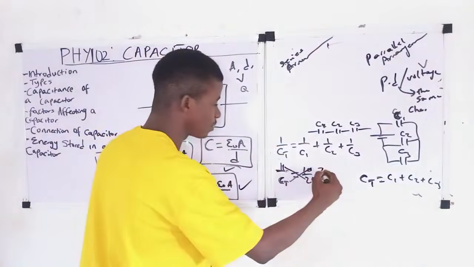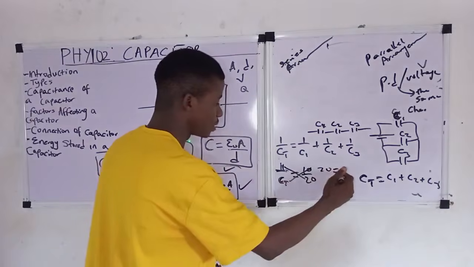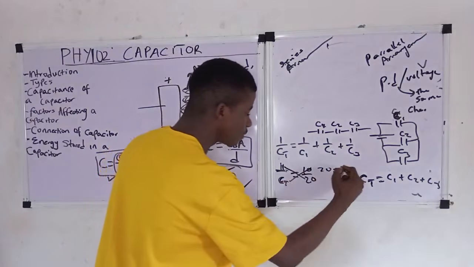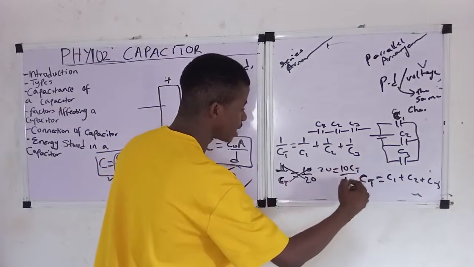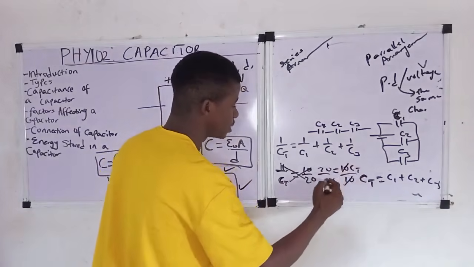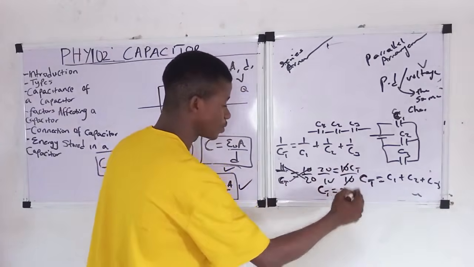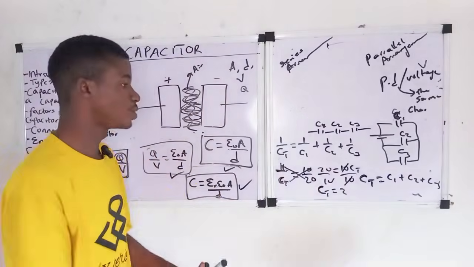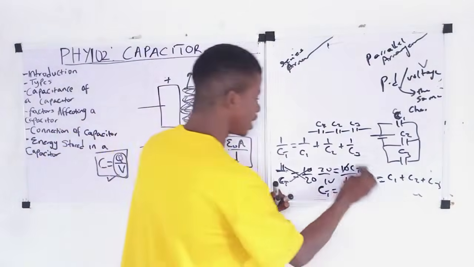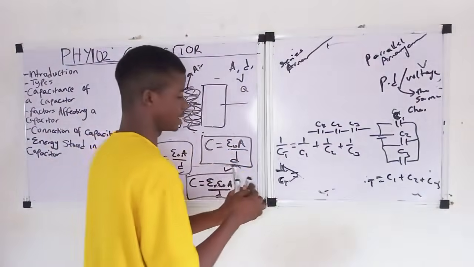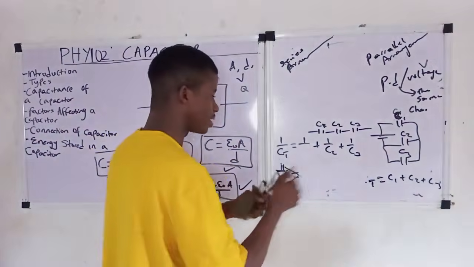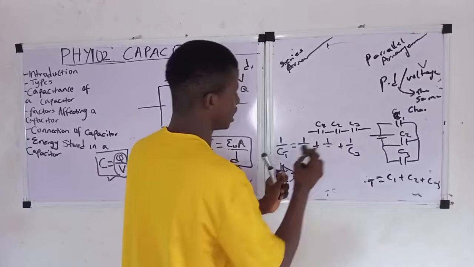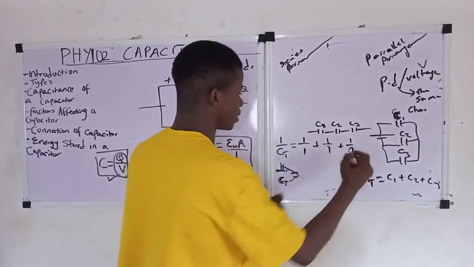20 times 1 gives us 20. 10 times CT gives us 10 CT, right? Then divide both sides by 10, so you can cancel this. So your total capacitance will now be 2, something like that. I don't know if you understand. So now let's say, for example, we have something like this: this one is 1, this one is also 1, this one is 1, this one is 1, right?